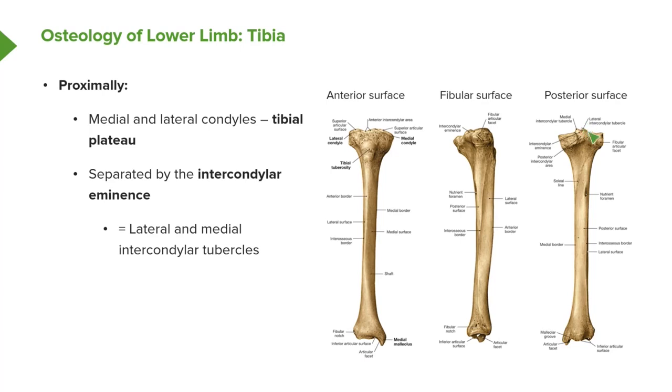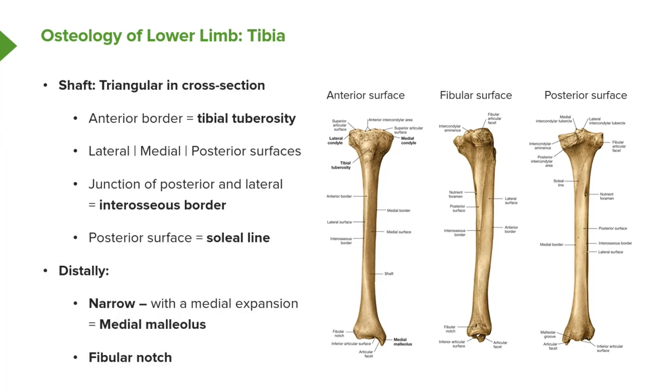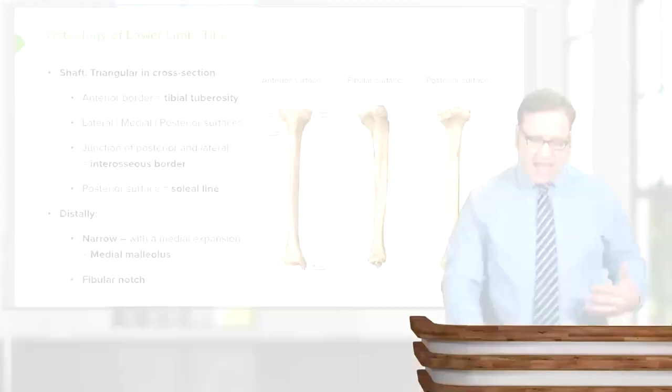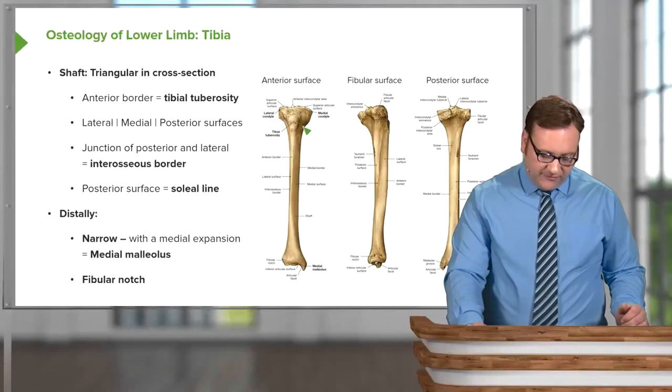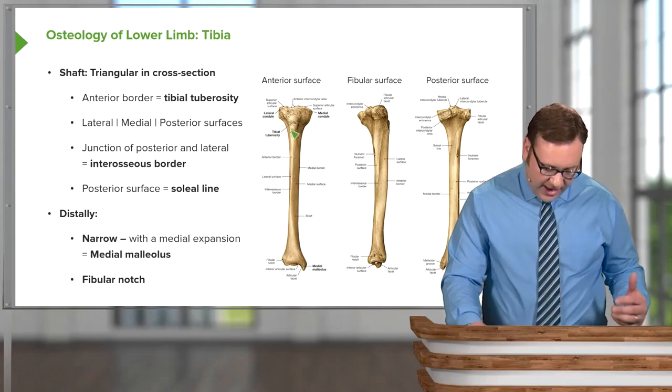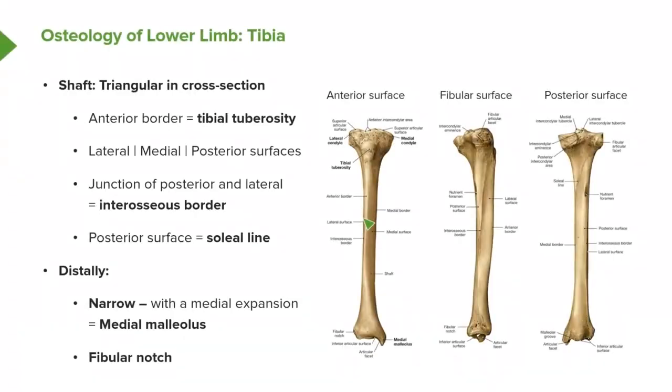Lateral and medial intercondylar tubercles. So here we can see some lateral and medial intercondylar tubercles forming this intercondylar eminence. And as we'll see, these are important. The shaft of the tibia is triangular in cross-section. The anterior border, we find we have the tibial tuberosity, and then we have this rather sharp anterior edge. The lateral, medial, and posterior surfaces form this triangular shape in cross-section.